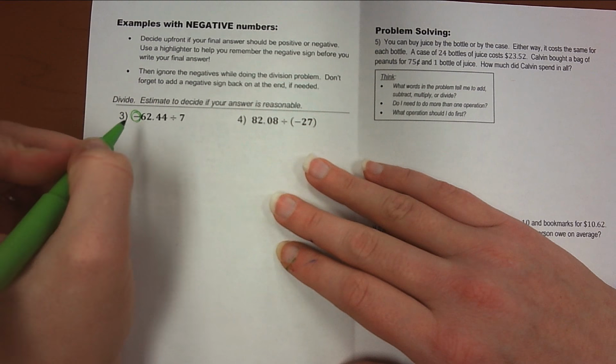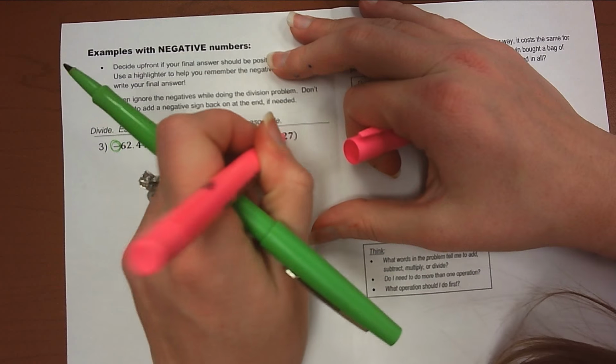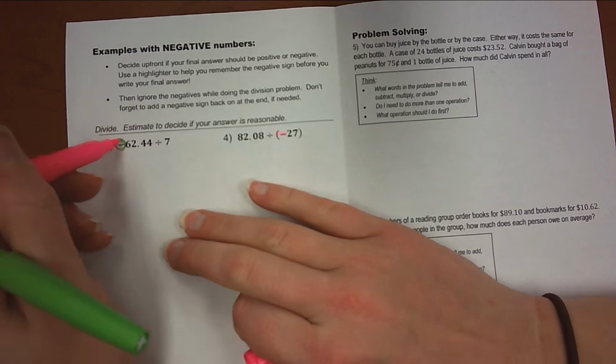So you can use a highlighter or you could just circle them. Either way is fine with me. I know that not all of you may have a highlighter handy, and so however you want to do that is fine.